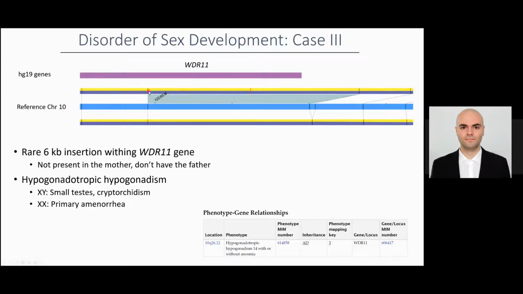The reason is that, as we can see here with the labeled sites of the reference genome as well as the map assembled for this particular case, there's quite a bit of region where this 6 kilobase insertion could happen. So we will perform a long-range PCR in order to identify its location and see if it has any effect on WDR11 protein function.